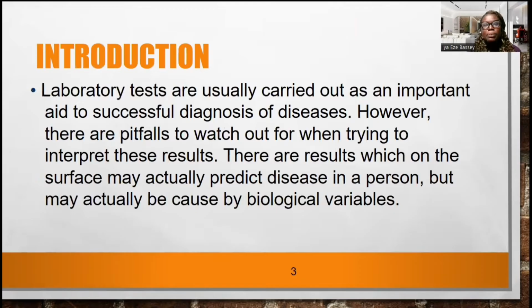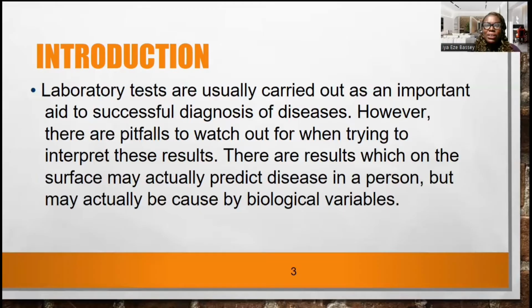interpret those tests. So usually when you carry out laboratory tests, you are trying to diagnose whether there is a disease or not. And usually these laboratory tests have ranges and things like that. Once it is out of range, you know that this person is sick and all that. But you should be very, very careful, because when trying to interpret these results, you may have situations where somebody is not sick, but the results are out of the normal range. This may be that the person is not sick, but that some biological variables have affected that result.